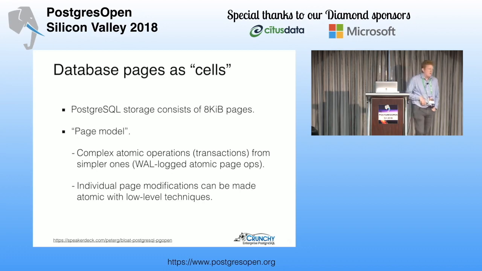In general, with a system like Postgres, we have complicated atomic operations, that is transactions, but these are ultimately comprised of simpler ones, and in particular, atomic operations against pages that are well-logged. We know how to make simple things atomic, and we build our castle of atomicity from these simple little parts.